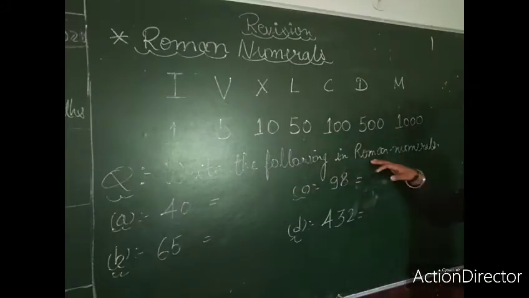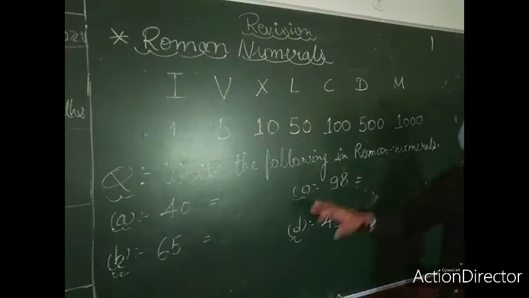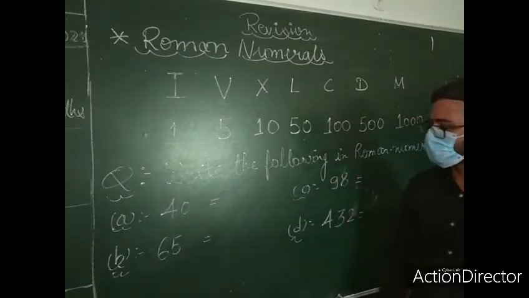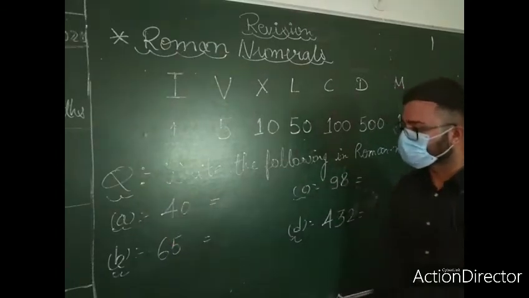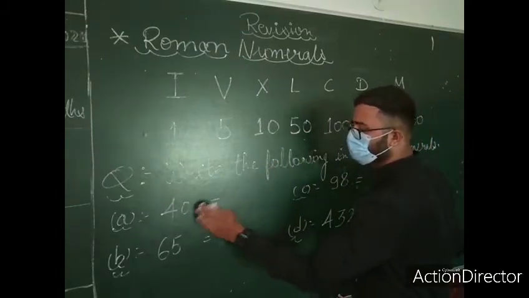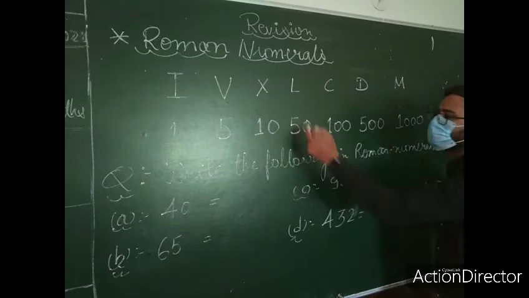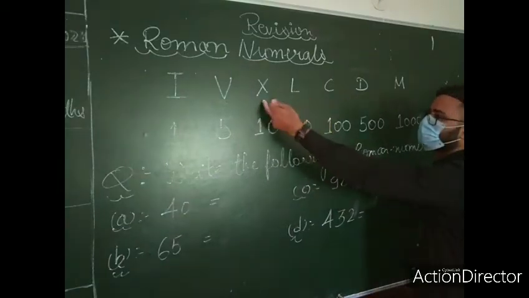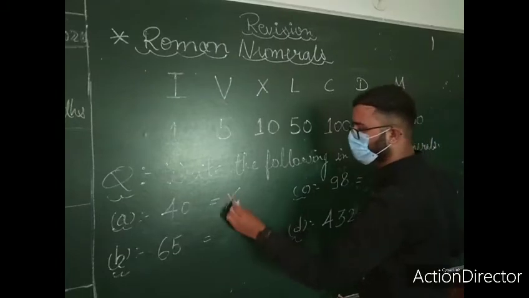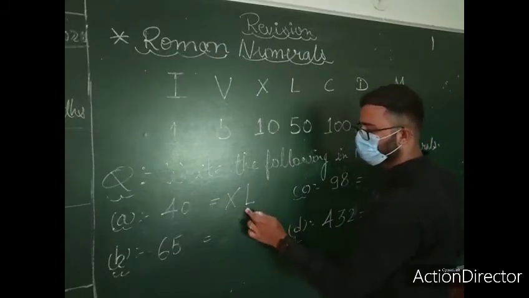Write the following in Roman numerals. Now here the Hindu-Arabic numbers are given. How do we write 40? XL, because you all know that L equal to 50. And here we subtract 10 from 50, so we write XL, meaning 50 minus 10 equal to 40.